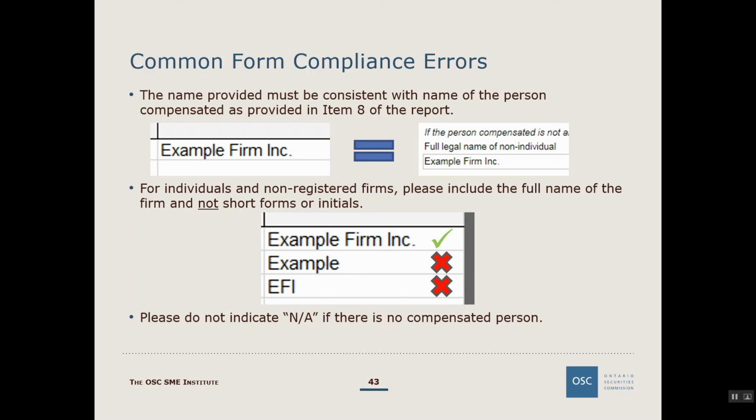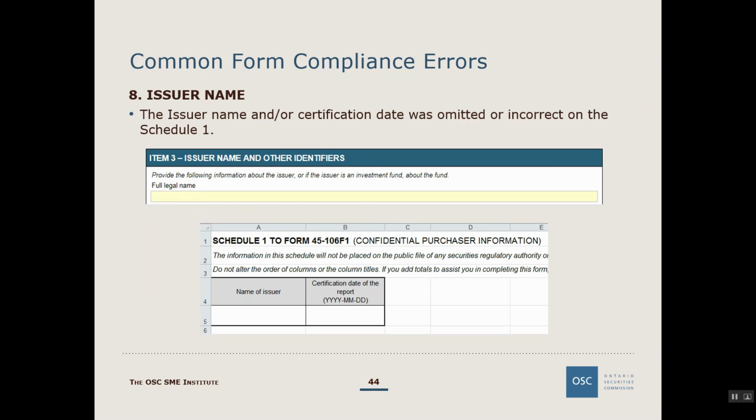When indicating the name of an individual or non-registered firm, please use the complete name, as indicated in Item 8, not short forms or initials. As seen in the examples on the slide, for Example Firm Inc., putting just Example or EFI on the Schedule 1 would be incorrect. Finally, if there is no compensated person, leave the field blank. There is no need to include NA or any other such indicator. Now I'll hand things back to Evan to continue discussing common form compliance errors.